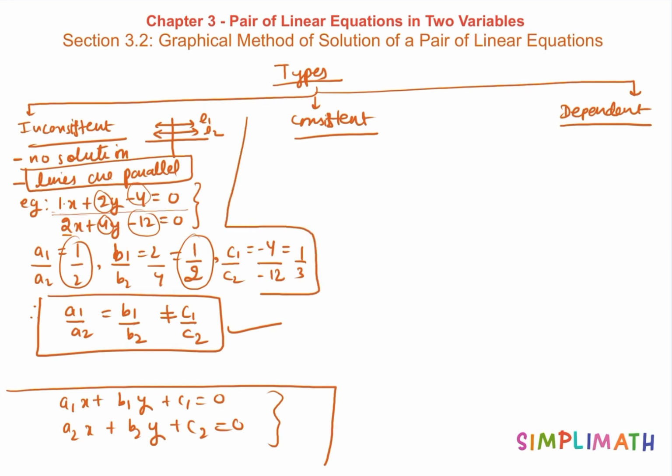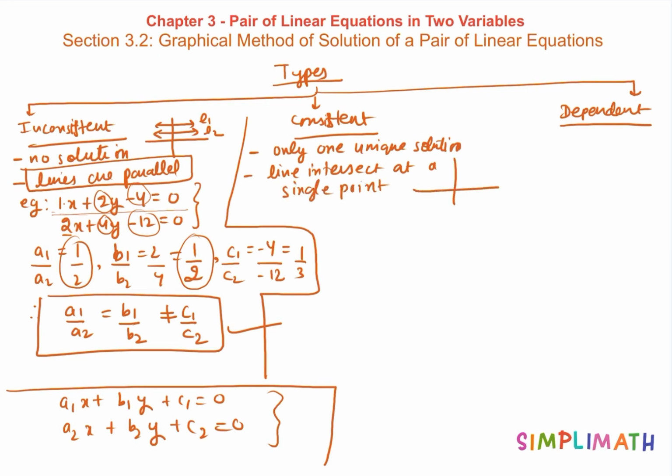Okay, now let us come to the consistent pair of linear equations. These are the linear equations which have only one unique solution. So when you plot them on a graph, the lines intersect at a single point, right? For example, when you plot them on a graph, this is the x-axis, this is the y-axis, so they would be something like this. So they would be intersecting at only and only one point, nowhere else. Okay, now let us consider one example.